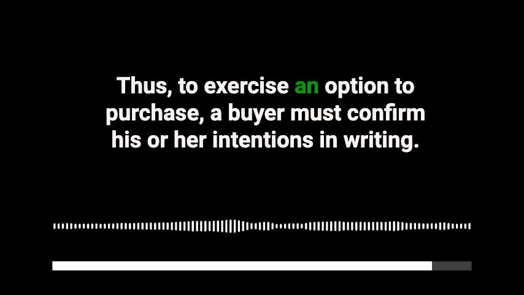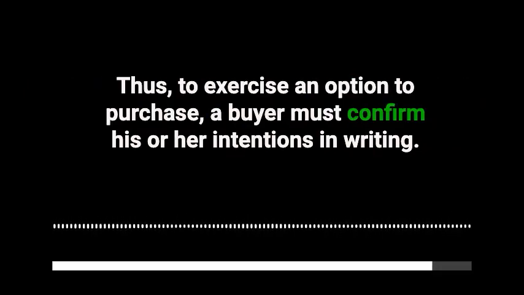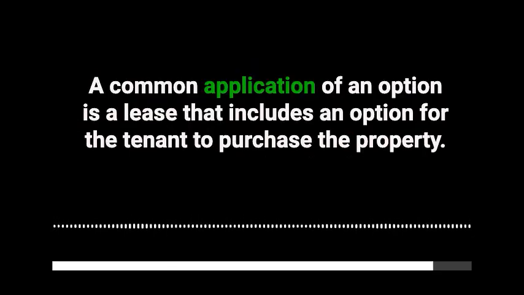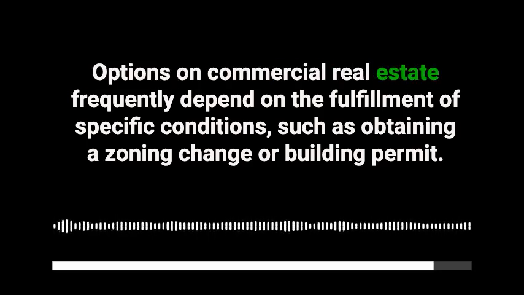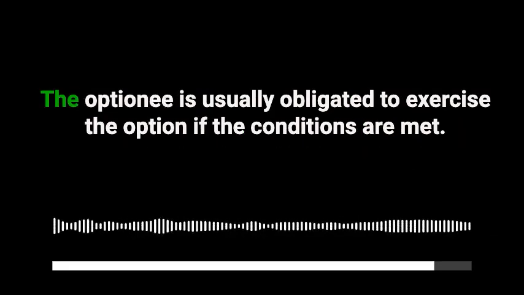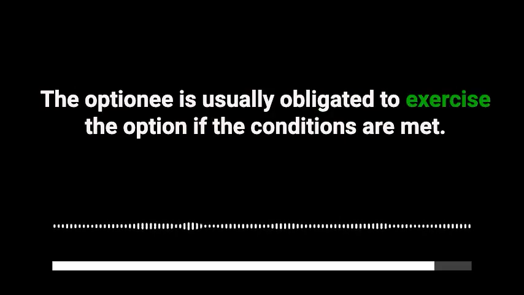Thus, to exercise an option to purchase, a buyer must confirm his or her intentions in writing. To go forward with a purchase using the 2T, a buyer may remain silent. The assumption will be that the buyer is going forward with the transaction. A common application of an option is a lease that includes an option for the tenant to purchase the property. Options on commercial real estate frequently depend on the fulfillment of specific conditions, such as obtaining a zoning change or building permit. The optionee is usually obligated to exercise the option if the conditions are met.